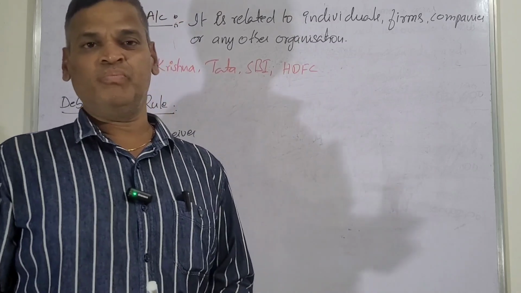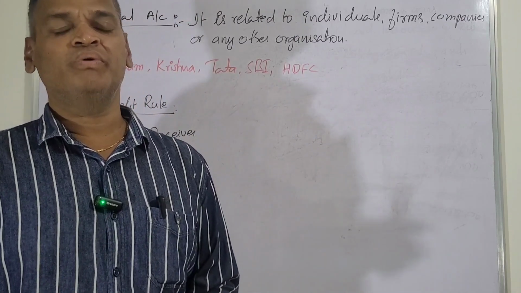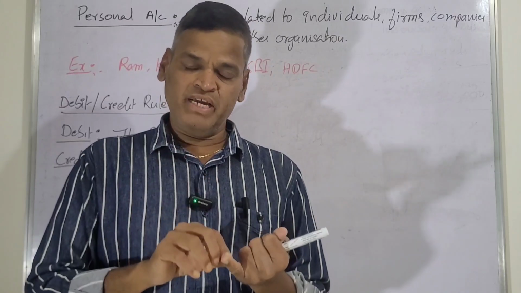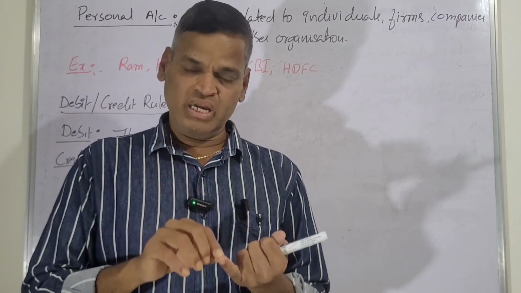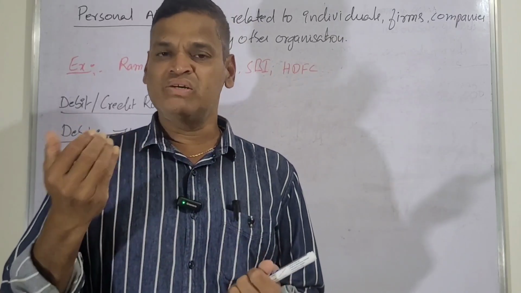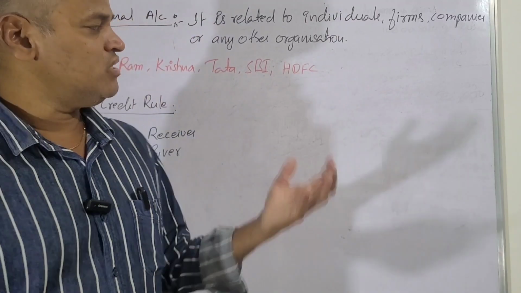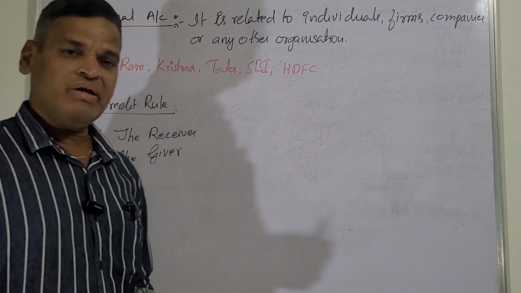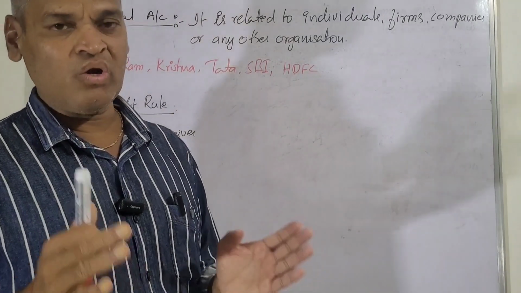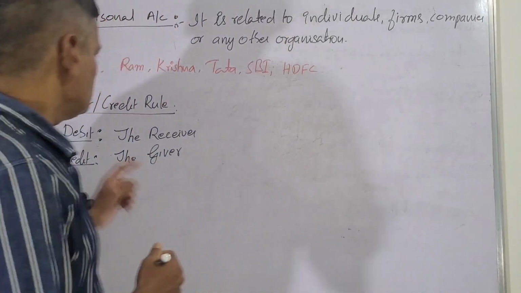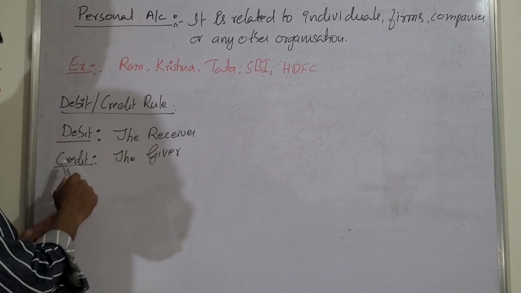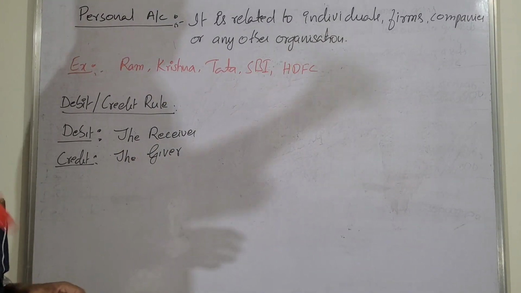Next, representative persons. Who are the representative persons? Outstanding expenses, prepaid expenses, outstanding income, income received in advance. All those come under representative persons. Now we'll see the debit credit rule of personal account, or the golden rule of personal account. What is the golden rule of personal account? Debit the receiver, credit the giver. Now we'll see in detail.